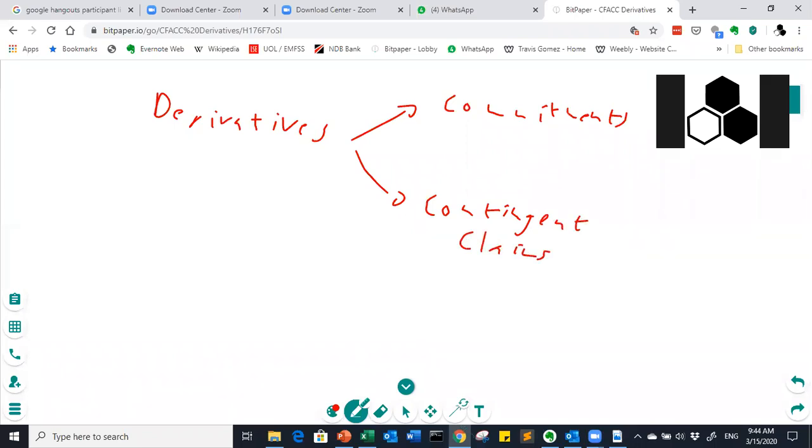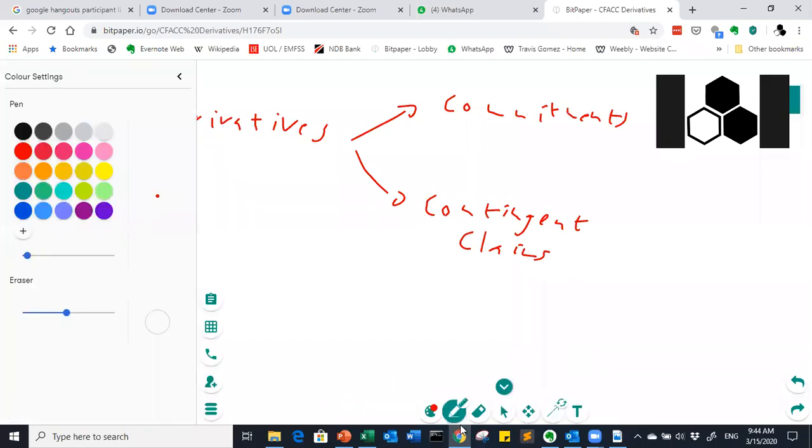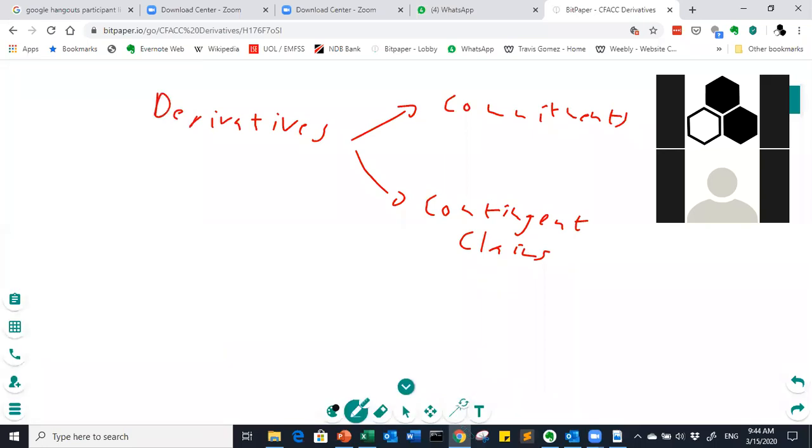Under commitments, the main characteristic is that both parties in the transaction have an obligation to carry out a certain transaction. There are a couple of different instruments that come under that. Primarily what we need to know are the forwards, the futures, and the swaps. Those are all obligations.